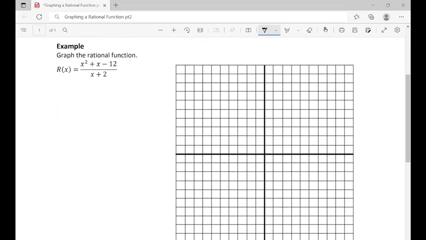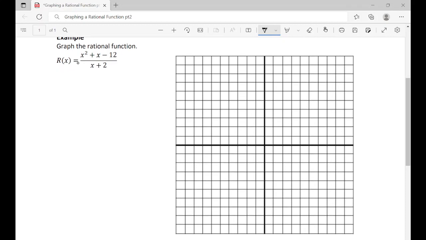So we have our rational function, r of x equals x squared plus x minus 12 divided by x plus 2. So first things first, I'm going to factor it. The top one factors out to x plus 4, x minus 3 over x plus 2. So it's now factored. And now I'm going to find the domain. Well, the domain is just the denominator set equal to 0. So x plus 2 equals 0, which is going to give me x equals negative 2.